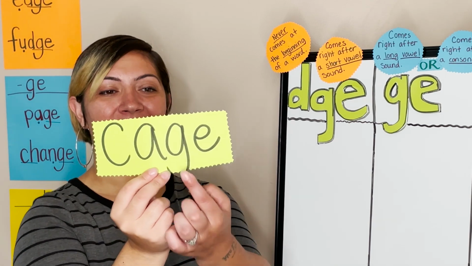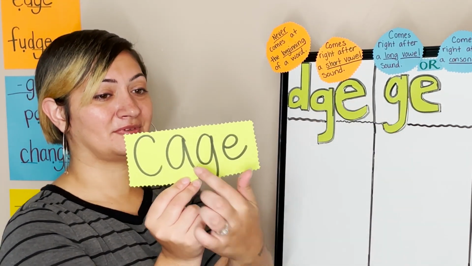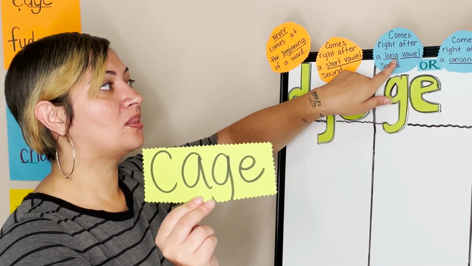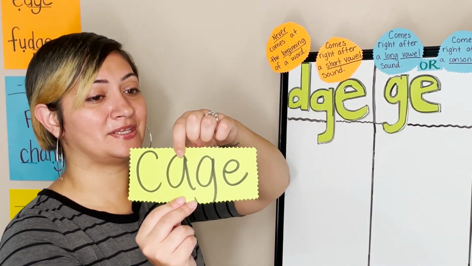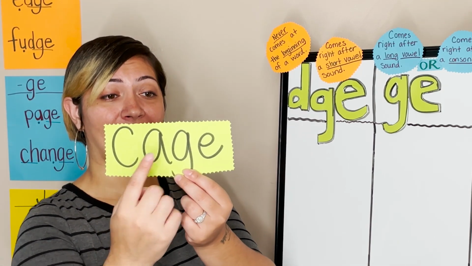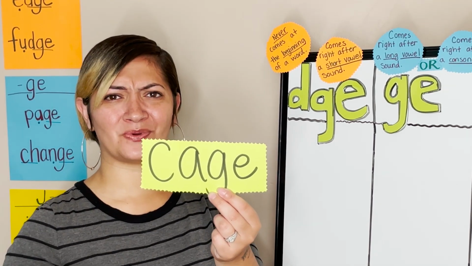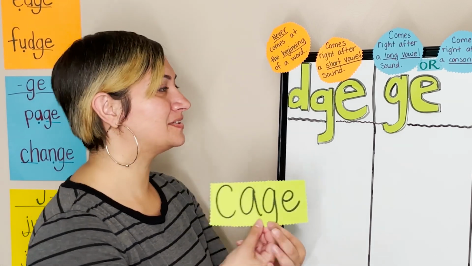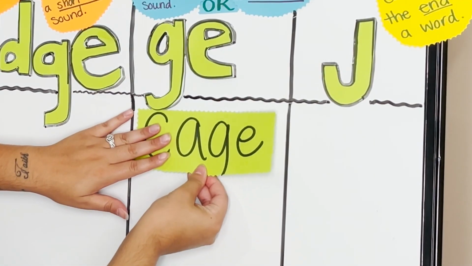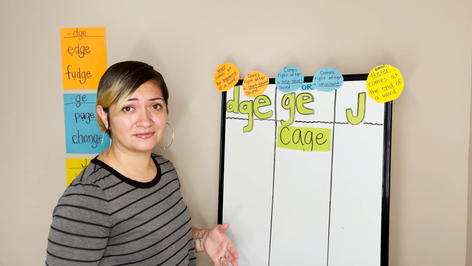This word has GE. Remember, GE is used after a long vowel sound. So we know this A is going to say A. We have K-A-J, cage. Where are you going to write this word? Of course, under GE. A cage is something you might have at home if you have a pet.